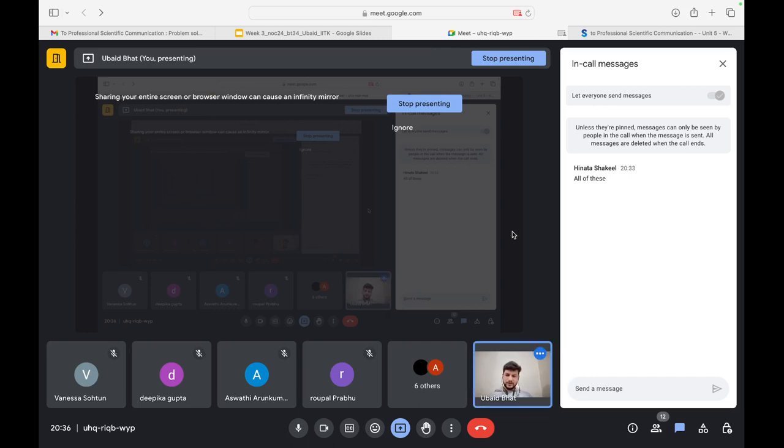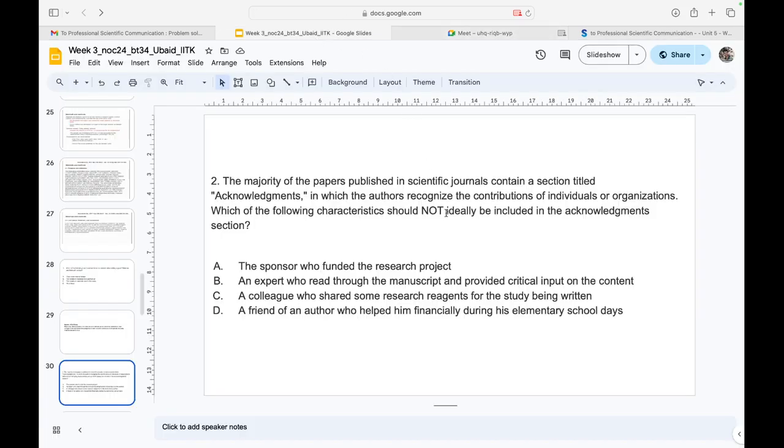Why do you think so, Deepika? You should speak some lines, right? The help in elementary school days has nothing to do with writing the research project. Yes. So whatever the help or contribution for the paper, it should be a direct contribution.